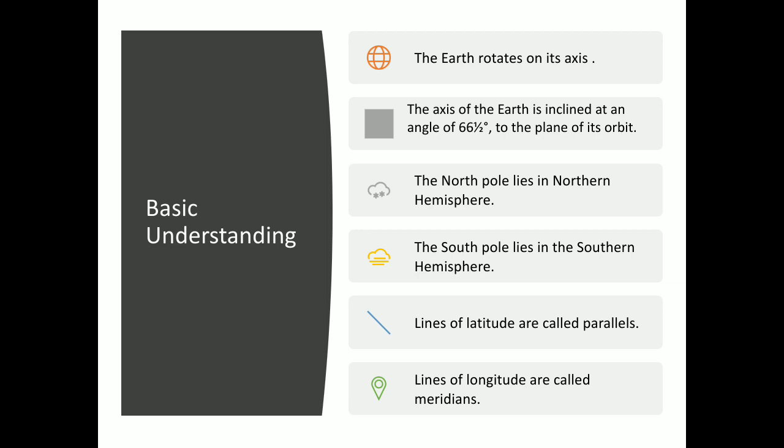The earth rotates on its axis. The axis of the earth is inclined at an angle of 66.5 degrees to the plane of its orbit. The North Pole lies in the northern hemisphere. The South Pole lies in the southern hemisphere. Lines of latitude are called parallels and lines of longitude are called meridians.